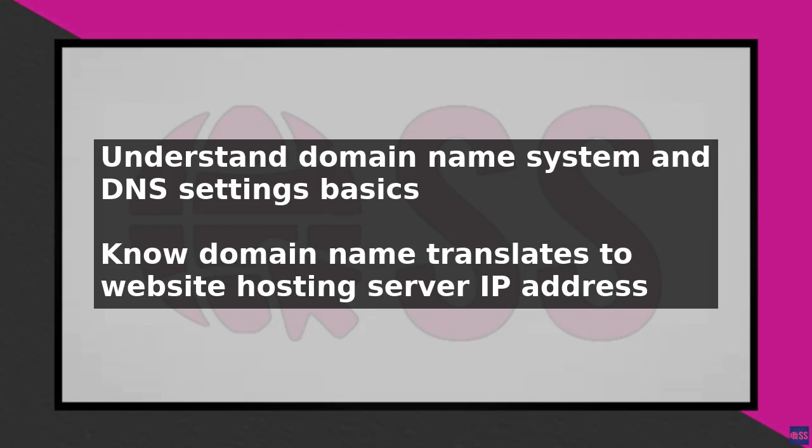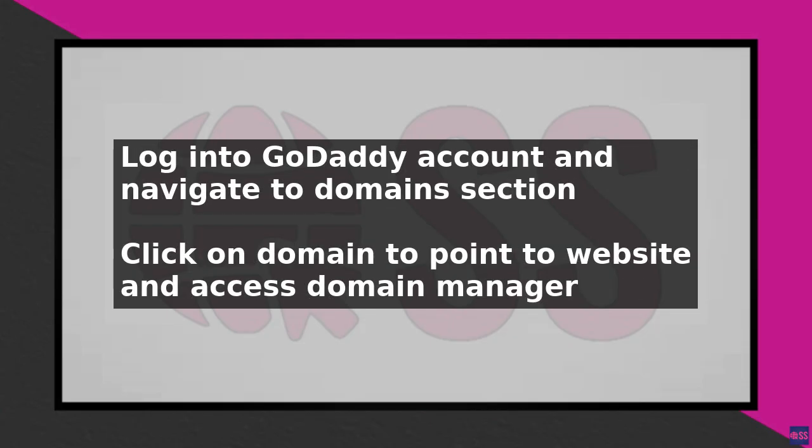Start by logging into your GoDaddy account and navigating to the Domains section. Here you will see a list of all your registered domains. Click on the domain you want to point to your website. In the Domain Manager, click on the DNS Settings or DNS Management option. This will take you to a page where you can manage all your DNS records.